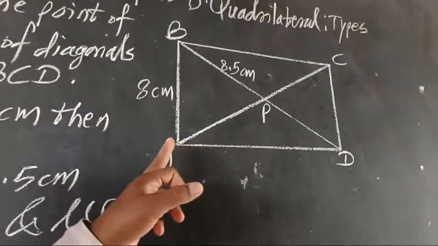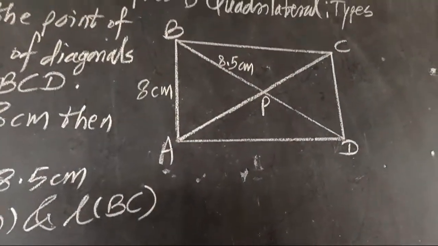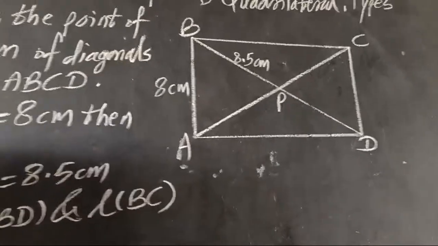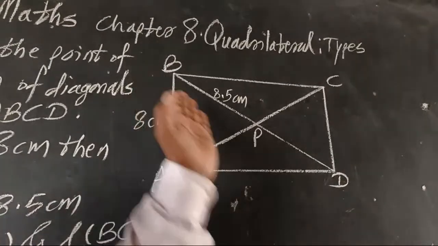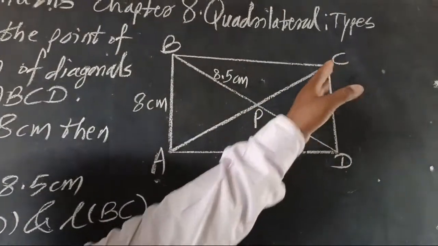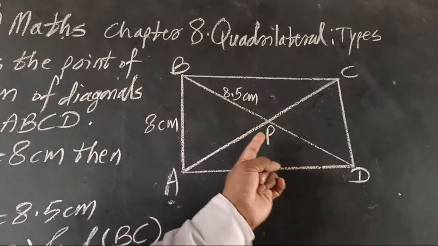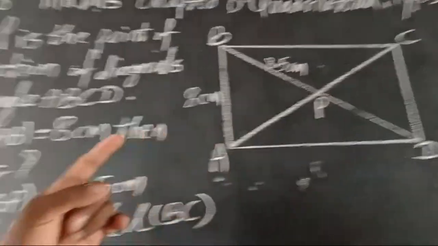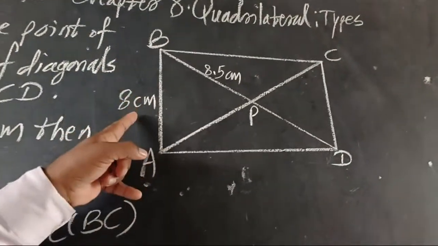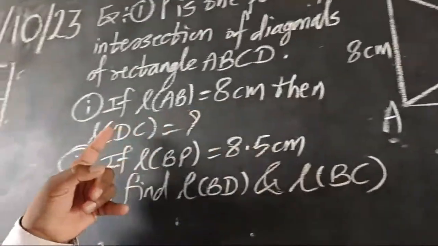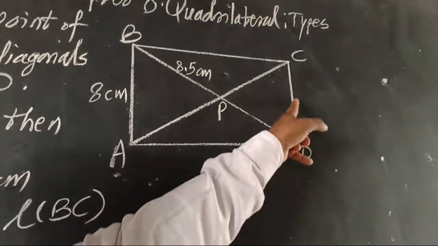Here the rectangle is ABCD. Tell me, which are the diagonals? Correct. Segment BD and segment AC are the diagonals. There are two diagonals and both intersect at point P. The length of segment AB is 8 centimeter. Then find the length DC. By which method do we find the length DC?